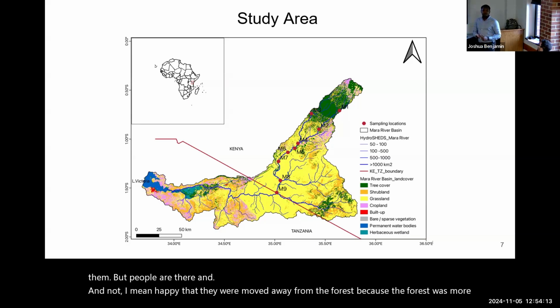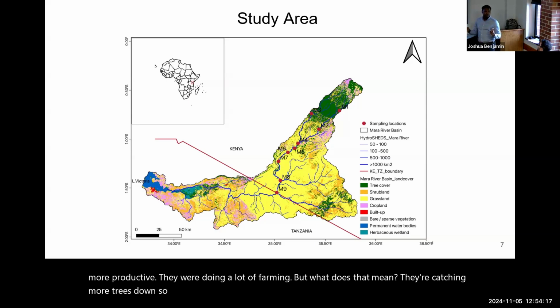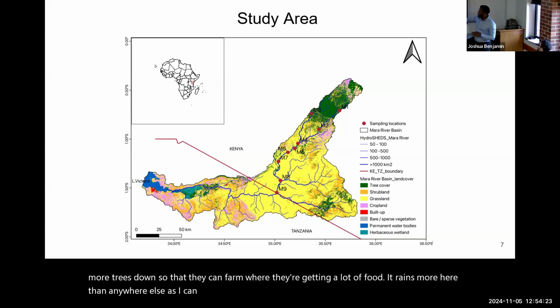They were doing a lot of farming, but what does that mean? We're cutting more trees down so that they can farm where they're getting a lot of food. It brings in more here than anywhere else, as I will show you in the next map with the rainfall trend of this region.